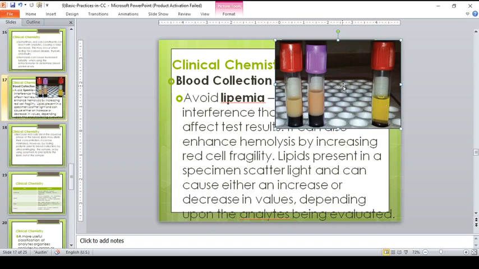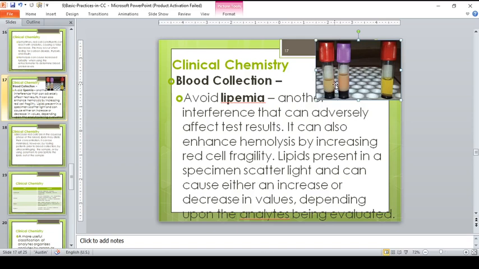Ma'am, how can you classify if that is serum or plasma depending on the tube or the color of the tube? So this one, this is red, so this is serum. But for this one, since this is EDTA, it has an anticoagulant, therefore this is plasma. Okay?